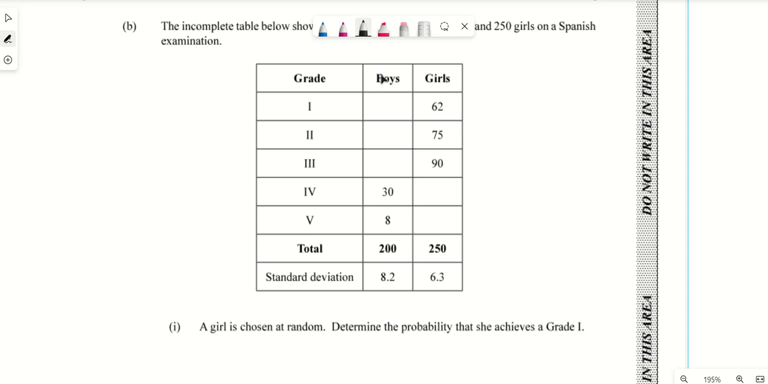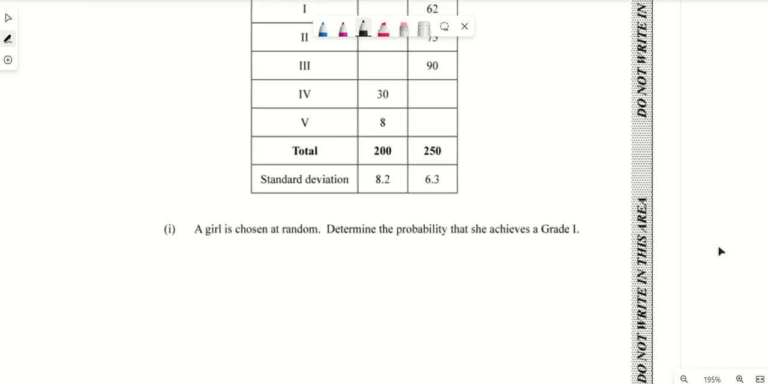Right? And then for boys, they did not give us who did 1, 2, and 3, but we know that for 4 and 5, 30 boys got 4, 8 boys got 5, and then the remaining, in comparison to 200, got 1, 2, or 3, and the standard deviation is 8.2. So we know that boys are further spread out than girls, right? If we were to compare standard deviation.